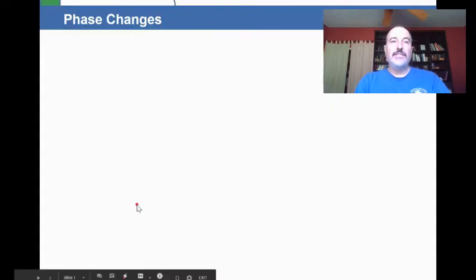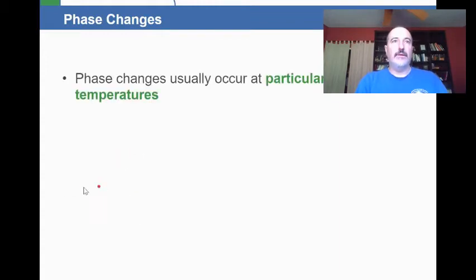Hi. Today we're going to be talking about phase changes, okay? Now, phase changes pretty much is the concept of changing from one state of matter to another, all right? And they usually occur at particular temperatures.